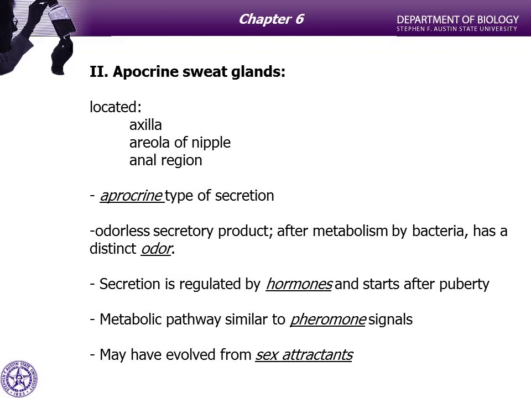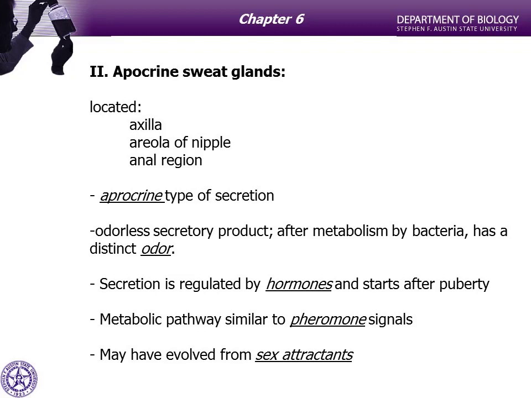Sex attractants, pheromones: studies and books say that this is how this evolved, that for our human ancestors, these were attractants, I guess musk. Guys, I don't think ladies like BO, so let's not go down that road. But these apocrine sweat glands, the second type of sweat gland that we have in the dermal layer of our skin, are much more restricted in their location than our others.